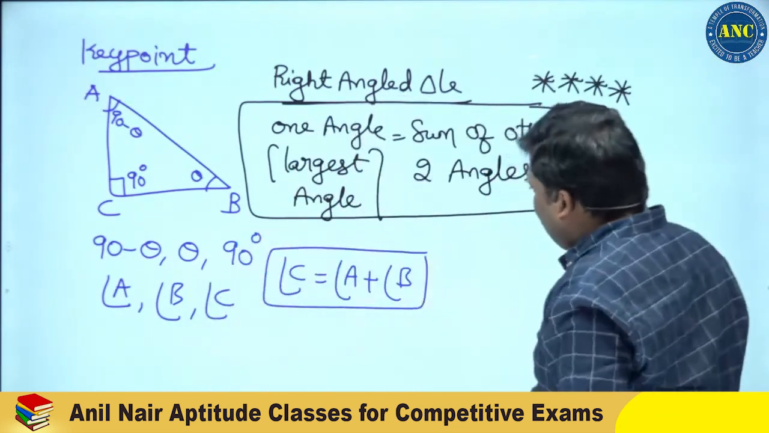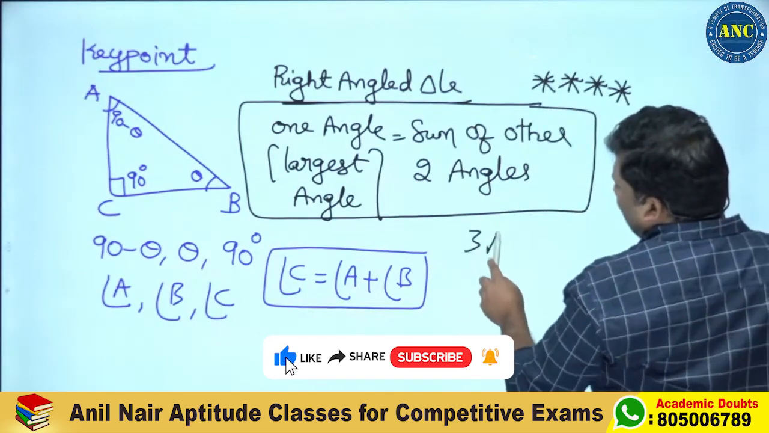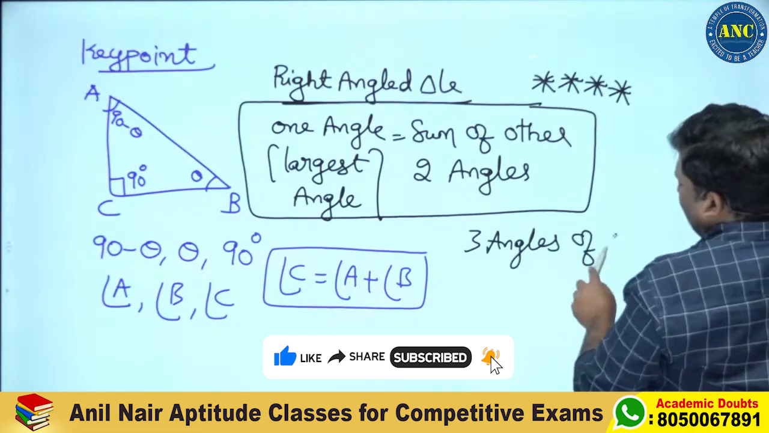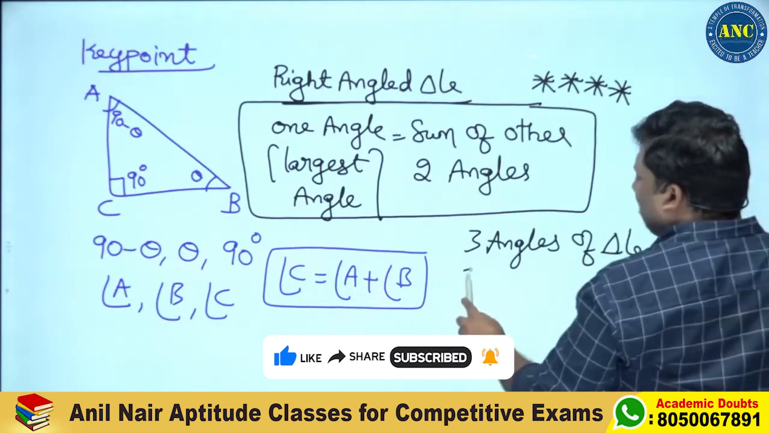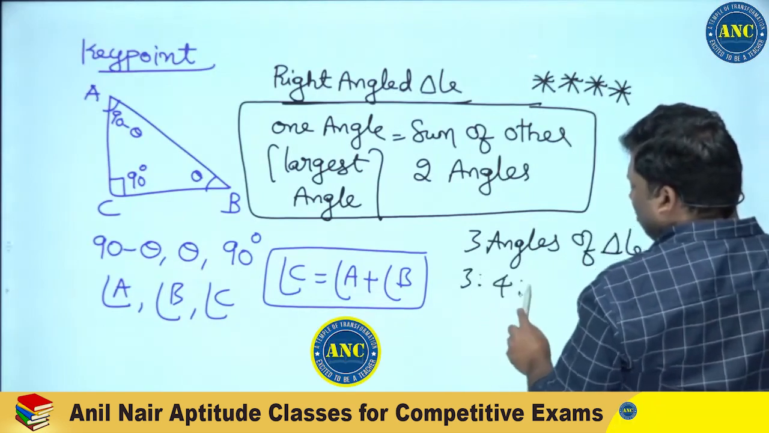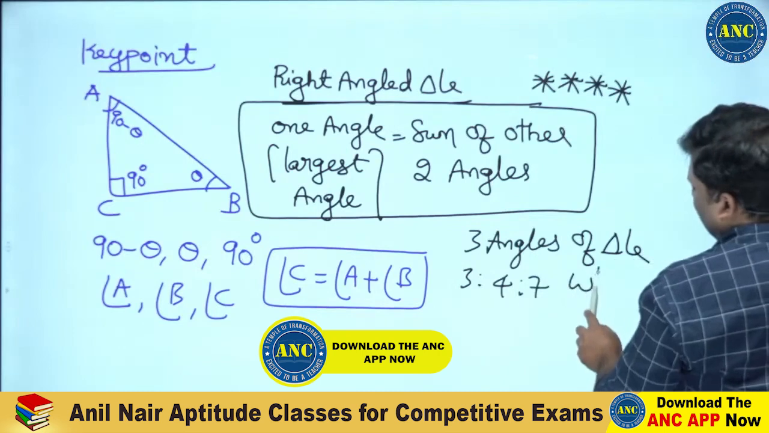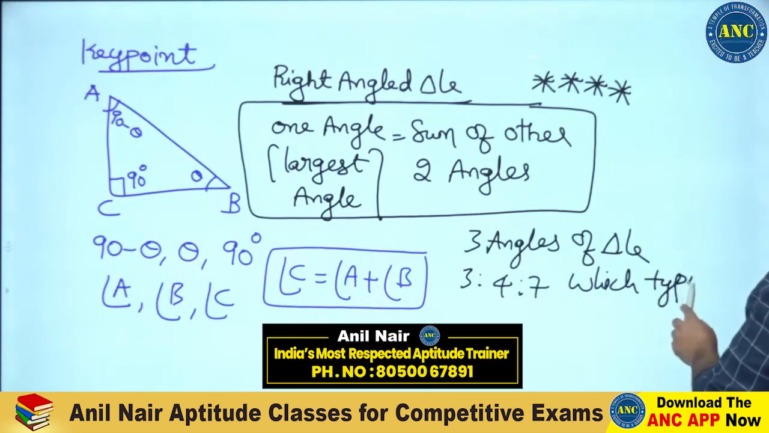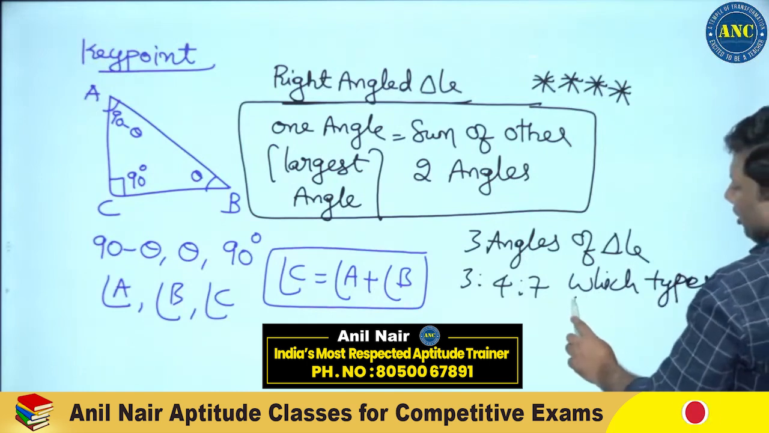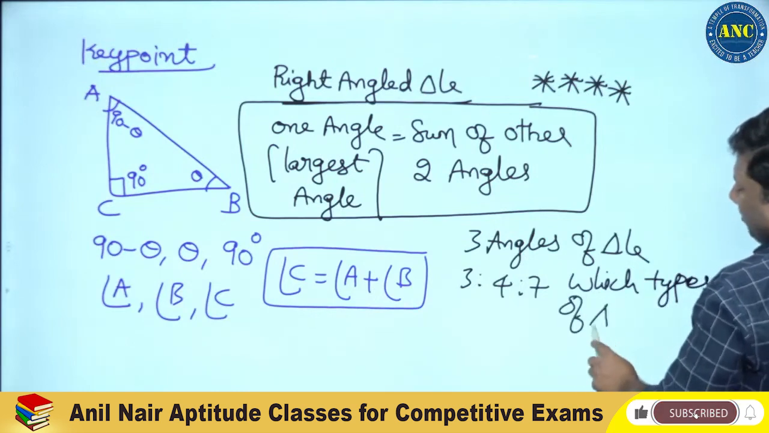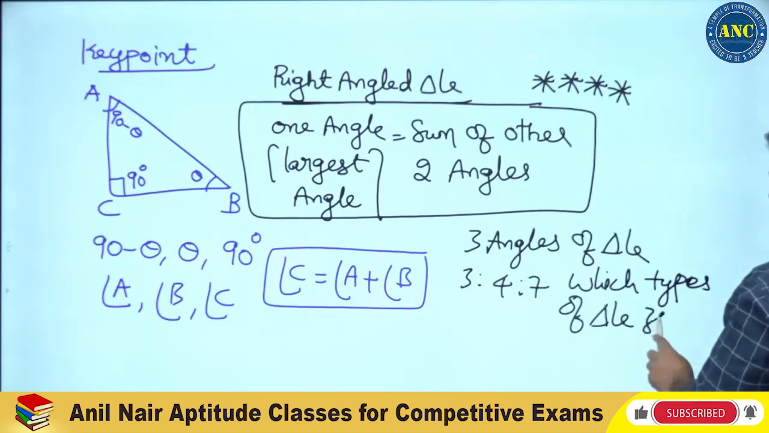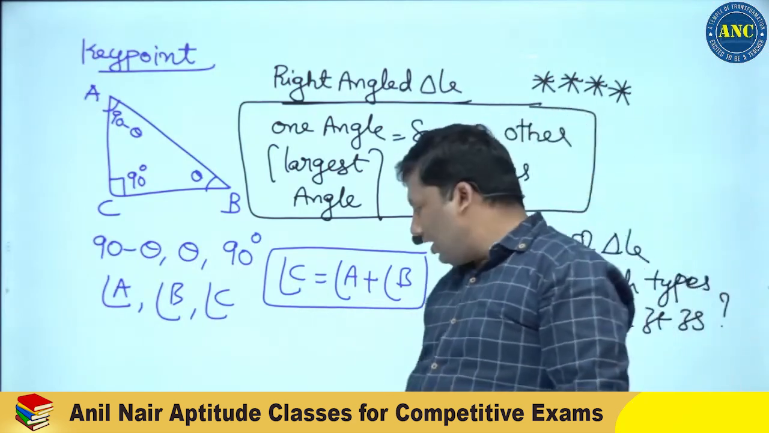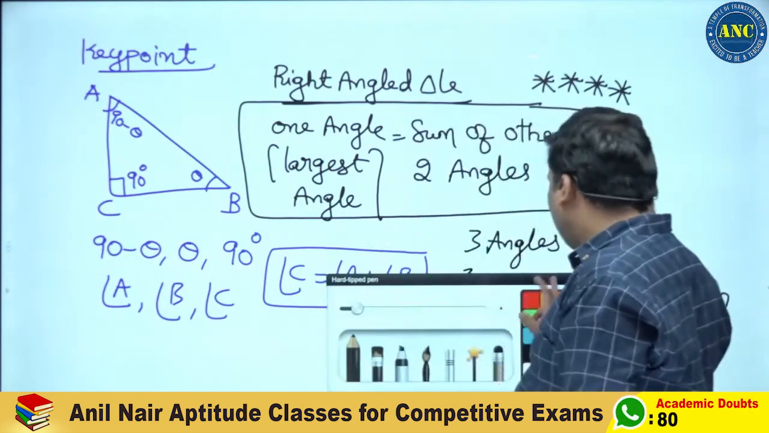For example, there is a question that is given. Three angles of a triangle are in the ratio 3:4:7. Which type of triangle is it?